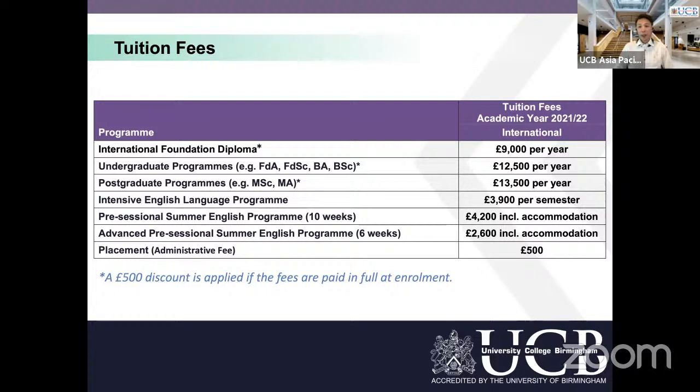So tuition fees, I'll just quickly go through. The foundation is £9,000 a year. The undergraduate program is £12,500. The postgraduate program is £13,500. For those thinking of doing one semester of English, it's £3,900. And the other two are the ones that we talked about just now, the pre-sessional program.